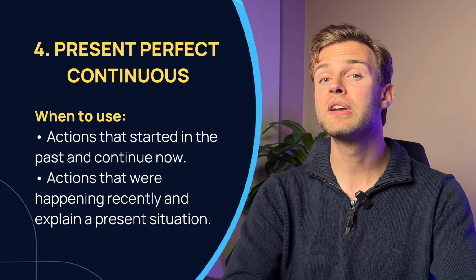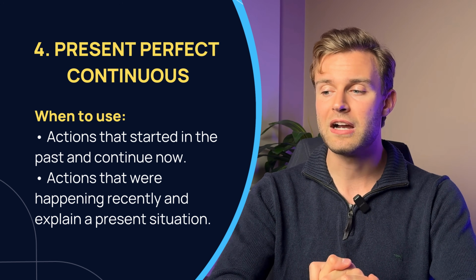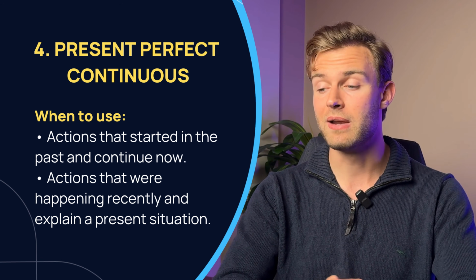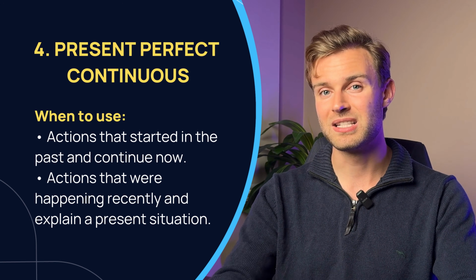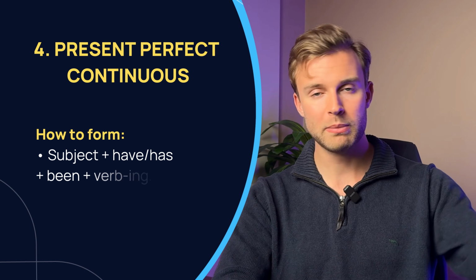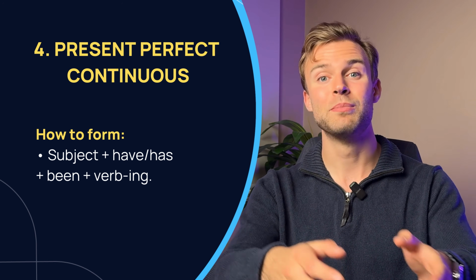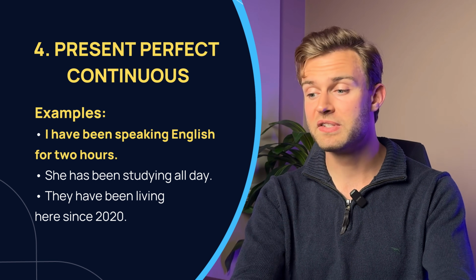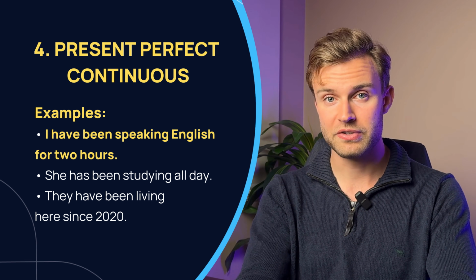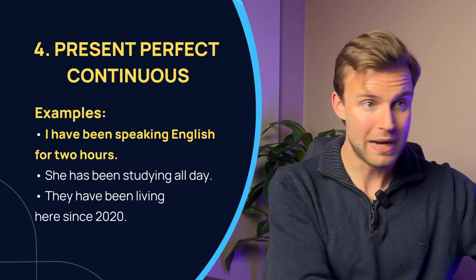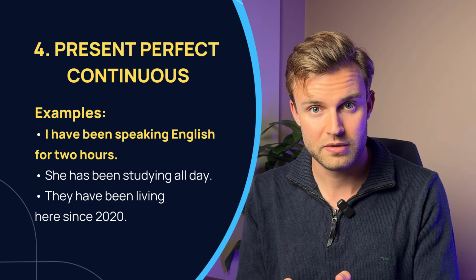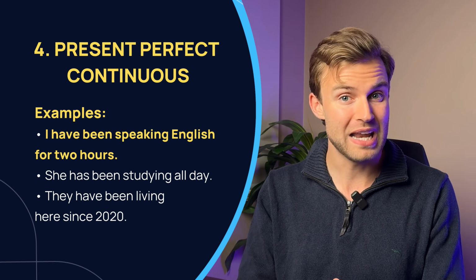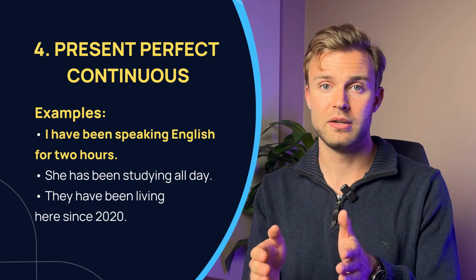Now, the present perfect continuous is used for actions that started in the past and continue now, and for actions that were happening recently and explain a present situation. We form it with the subject plus have or has plus been plus the ing form of the verb. For example, I have been speaking English for 2 hours. That action started in the past 2 hours ago, and it's continuing to the present. I have been speaking English for 2 hours. I'm still speaking English now. That's the key. It's continuing to the present.